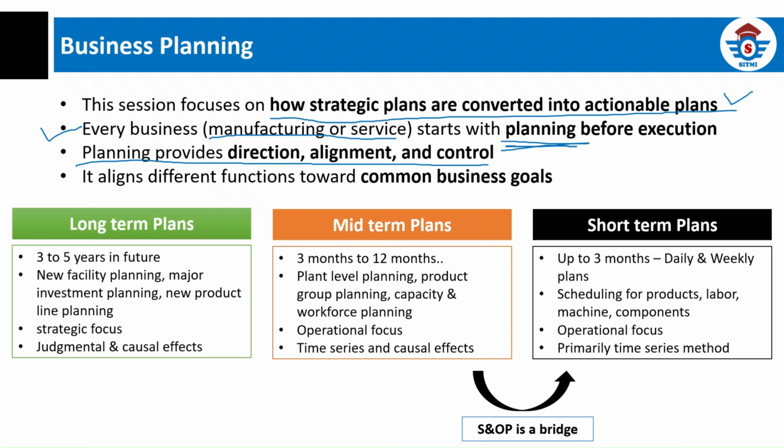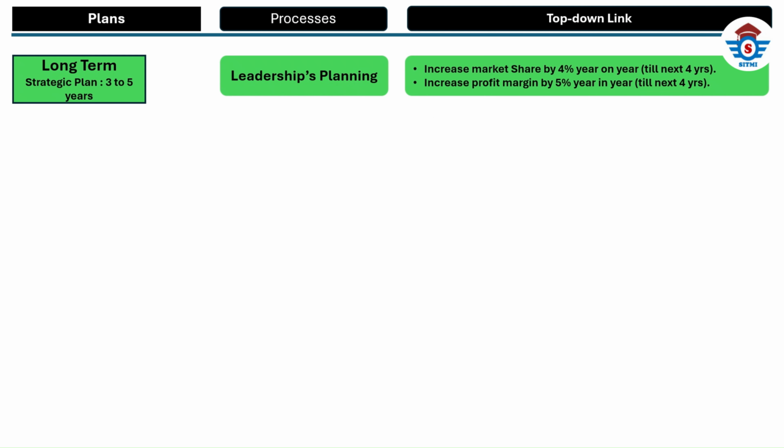Now, let's talk about an important aspect in this session, which is the three major types of plans used in business. These plans are broadly categorized as long-term plans, mid-term plans, and short-term plans. We will also see how they're interlinked and how S&OP plays a critical role between planning and execution. Let's start with long-term planning. This is also known as strategic planning.